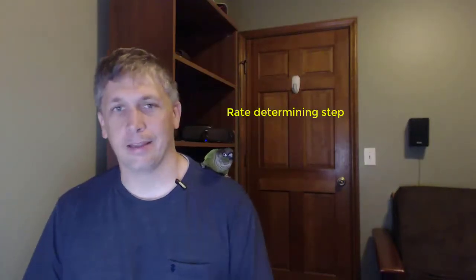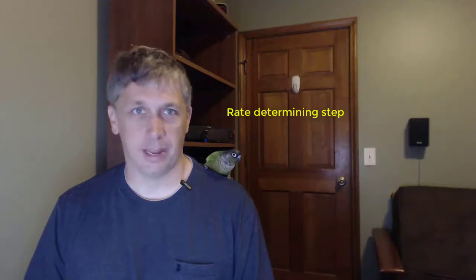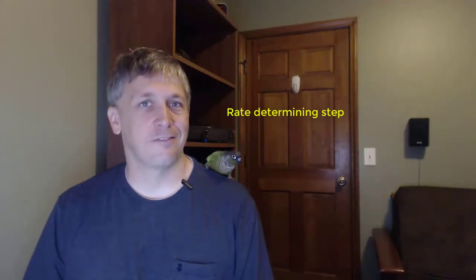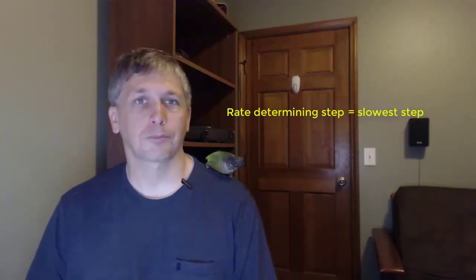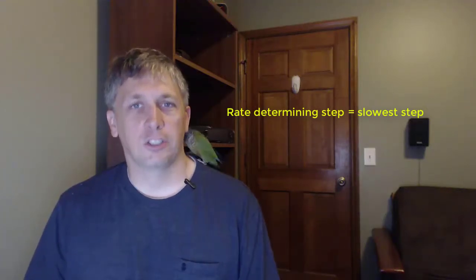So in kinetics, the rate determining step is the step in a mechanism that has the biggest effect on the overall reaction's rate. And it's usually identified as being the slowest step in a mechanism. And it's so much slower than the other steps.